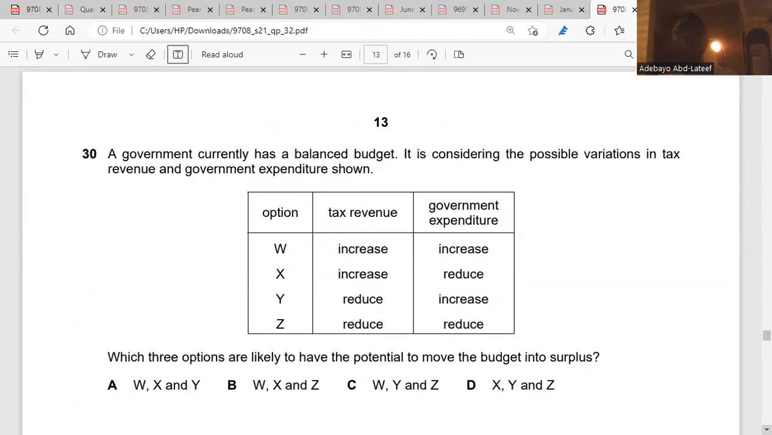The last one. They said the government currently has a balanced budget. It is considering possible variations in tax revenue and government expenditure as shown. Which three options are likely to have the potential to move the budget into surplus? The government might increase its revenue, it might increase government expenditure, it might increase its revenue and reduce government expenditure, or it might reduce revenue in terms of tax and must reduce government expenditure too. So the answer is W, X, and Z. Is it clear? Any question?